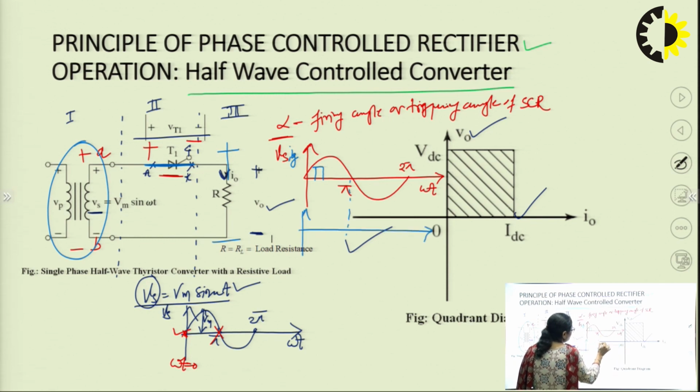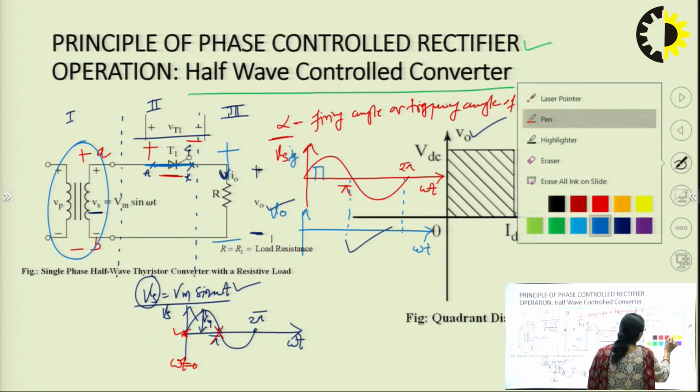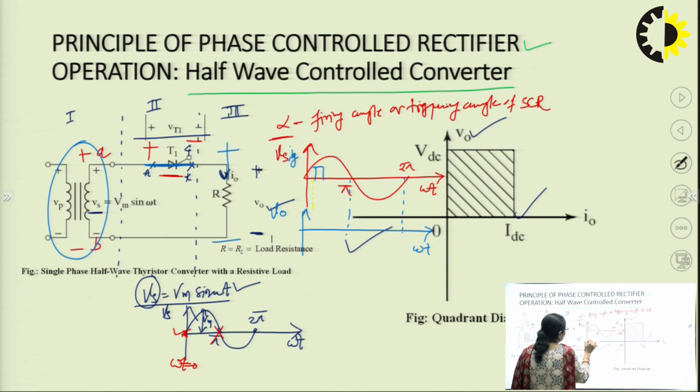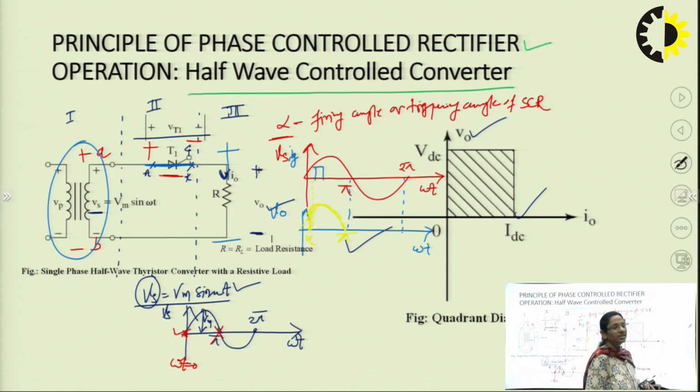It is the same positive half cycle, but it starts appearing across the load only after thyristor T1 gets triggered, right? So, thyristor T1 gets triggered at this particular instant of time denoted by alpha. I'll get this much amount to be the output voltage waveform across the load. So, from alpha to pi, I'm getting the output voltage, right?